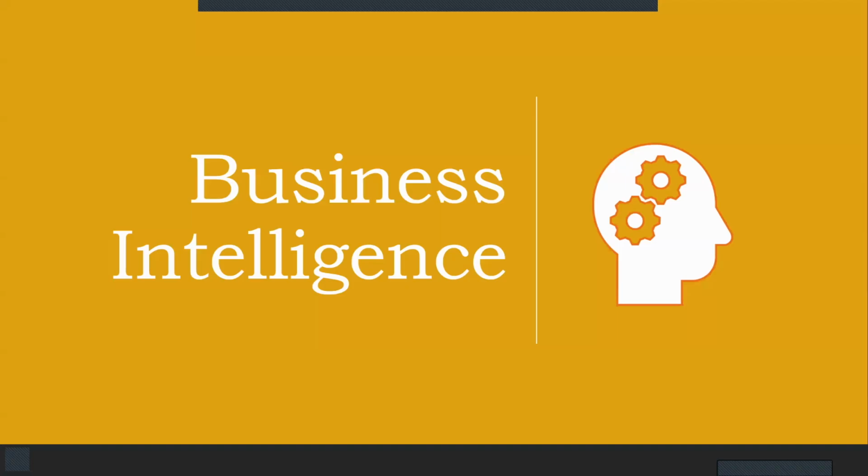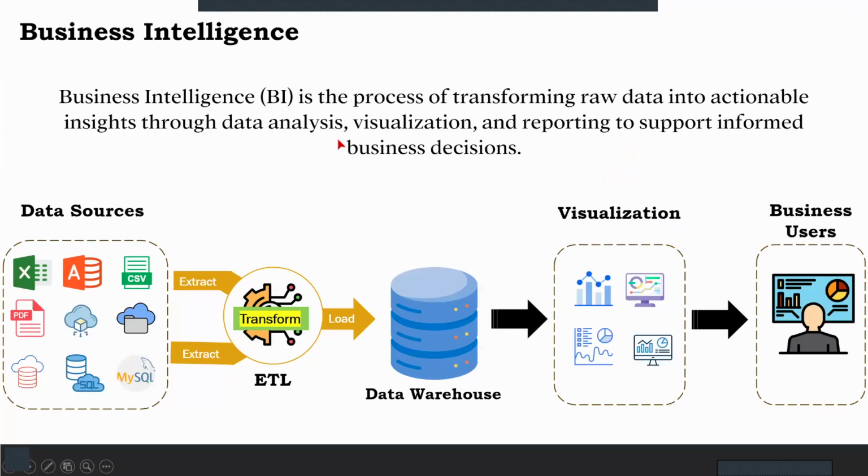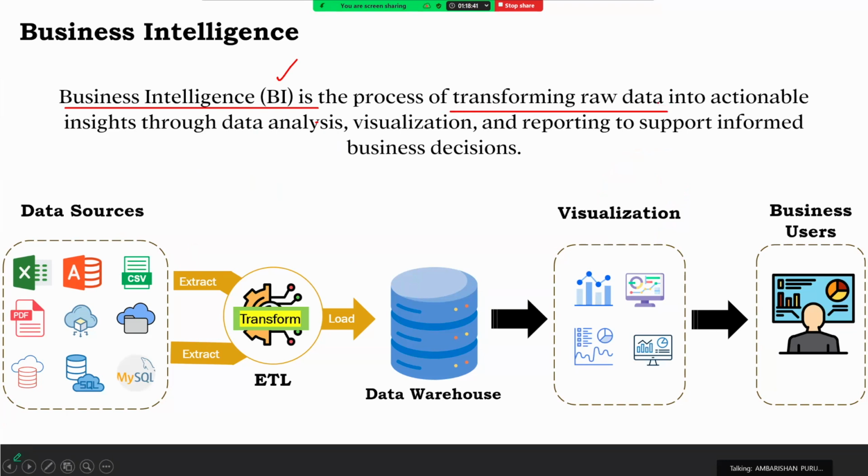Okay, coming back to the business intelligence definition, I think I got those answers, and that's the complete answer that I got. So let's go through the definition here. BI refers to business intelligence. And this is the process of transforming raw data into actionable insights. We want to build some insights out of it, through data analysis, visualizations, and reporting. And we want to do all of this.